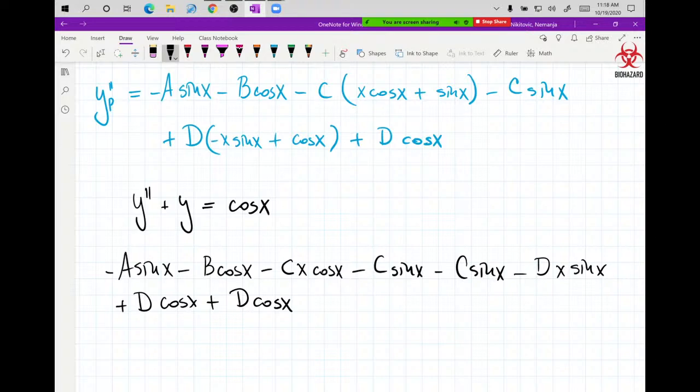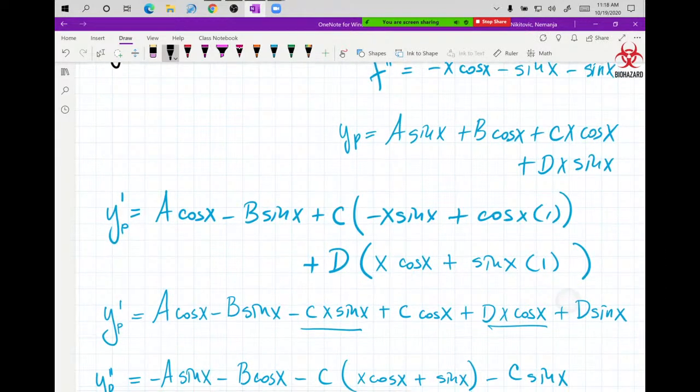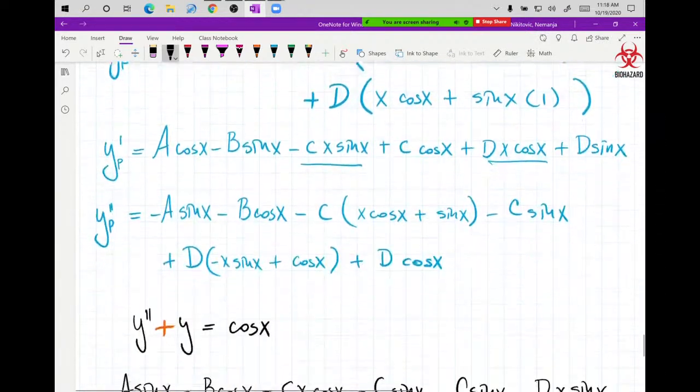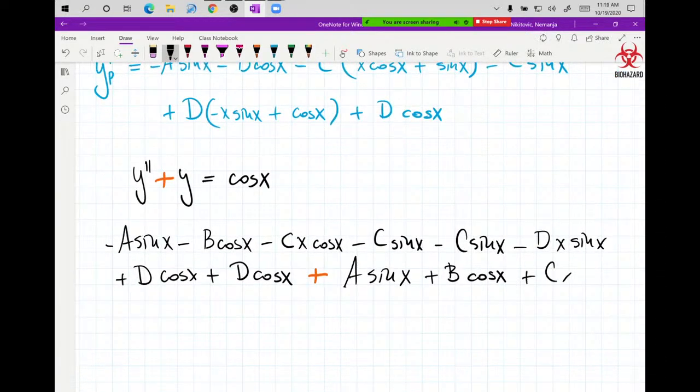Now, I'm going to change this plus into the orange plus. There we go. So we know that now that's a plus, and now we need yp. That's a sine x, b cosine x, a sine x plus b cosine x plus cx cosine x plus cx cosine x plus dx sine x equal to cosine x. There we go. Awesome.